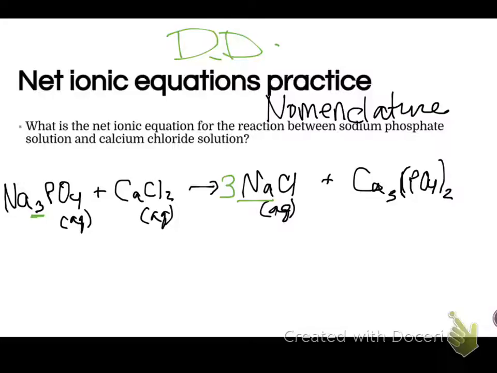So sodium gets 3. I always like to look at the metals first because that actually makes the work a lot easier. I have 1 calcium on the left, but I have 3 on the right. So I'm going to fix that by adding a 3 there. Now I'm going to look at the nonmetal pieces. Phosphate has 2 over here, and I only have 1 on the left. So that means I have to make this a 2.